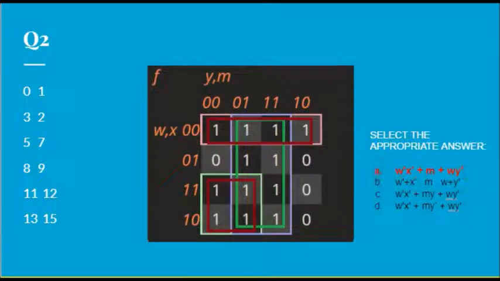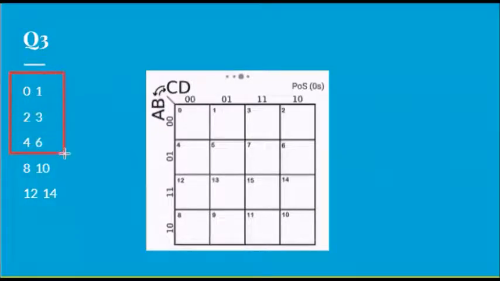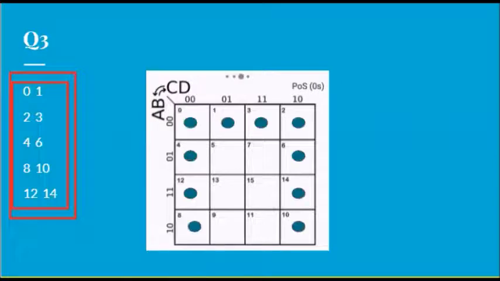Let's go for something like product of sum. In the case of product of sum, we are going to have zeros in place of ones. If this is my question, the question says that we have 0, 1, 2, 3, 4, 6, 8, 10 and 12 and 14. So these are the numbers where I am going to fill zeros. Okay, the zeros are filled somewhat in different manner in the video.